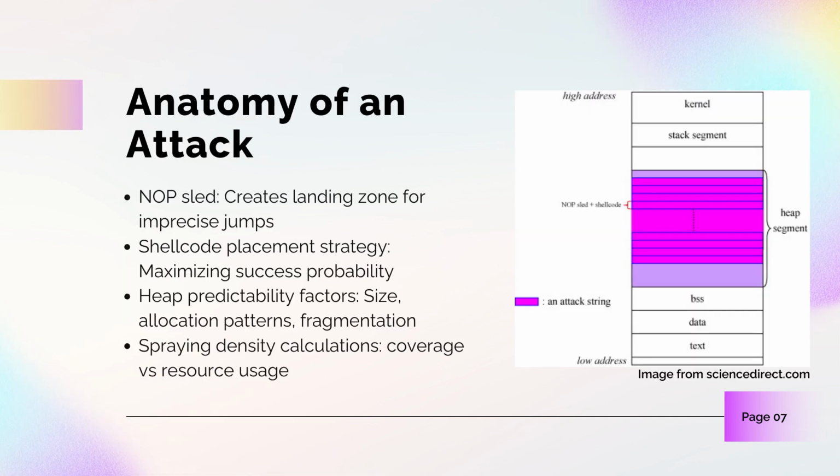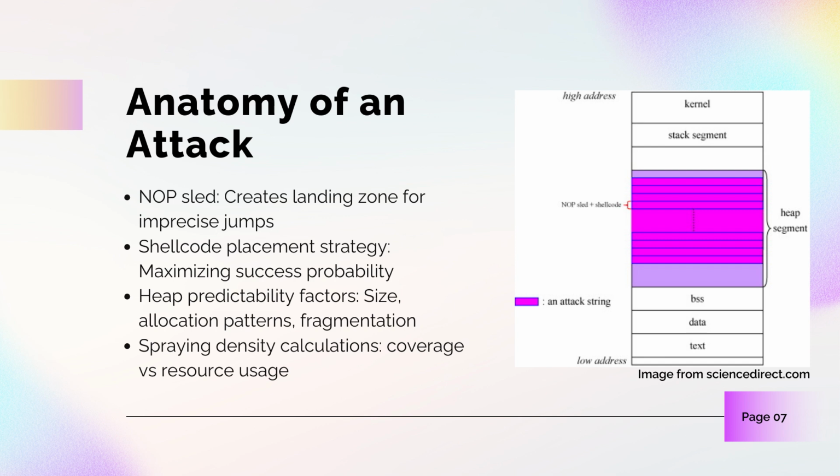There are several core components of a heap spray attack. One of the most prominent components is the NOP sled. This is a sequence of harmless no-operation instructions that creates a landing zone for imprecise jumps in memory. If the execution lands anywhere on the sled, it simply slides through each NOP until it reaches shellcode.